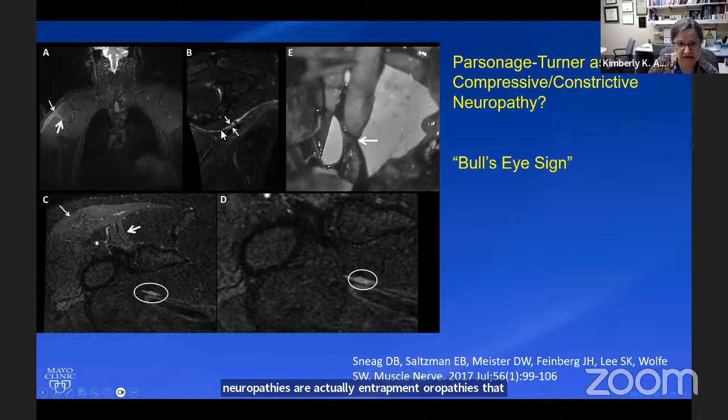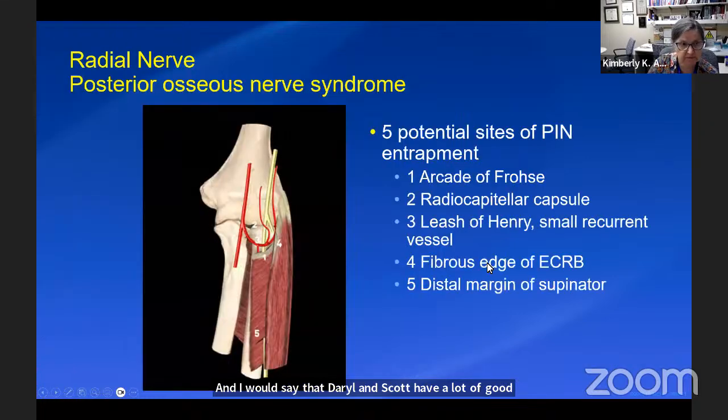And you can see on this very high resolution neurography that they see this little focal constriction, and then this little localized low signal within the nerve is something that they've identified as a bullseye sign. Now, our neurosurgeons haven't been able to reproduce this, but this is something that is definitely out there. And I would say that Daryl and Scott have a lot of good evidence, surgically and otherwise, to show that patients improve with this release.